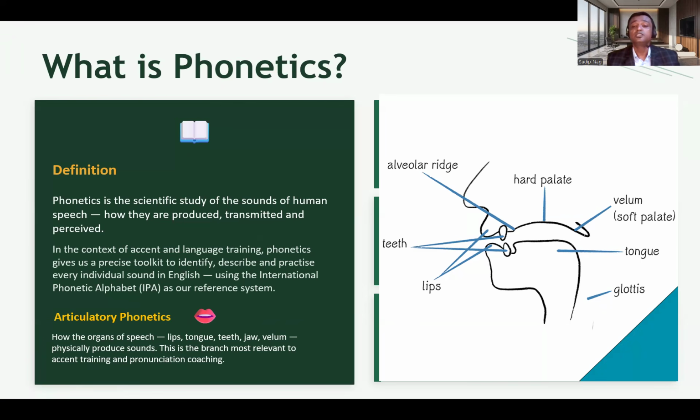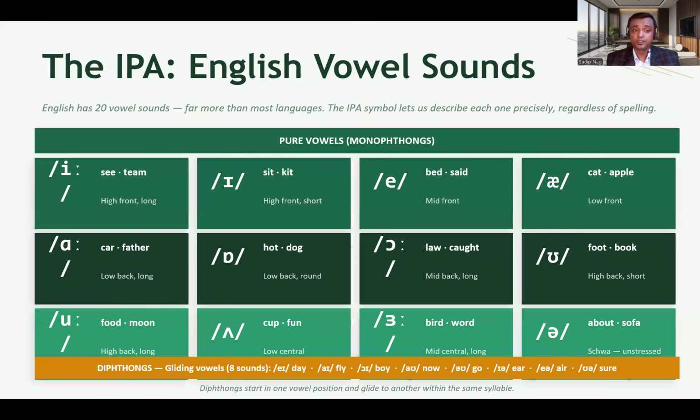If you look at the diagram on the right-hand side, we have all the articulators: alveolar ridge, hard palate, soft palate, tongue, glottis, lips, teeth. So these are articulators. Using these speech organs, we articulate sounds, different types of vowel sounds and consonant sounds, all voiced and unvoiced sounds, because we articulate in a particular way.